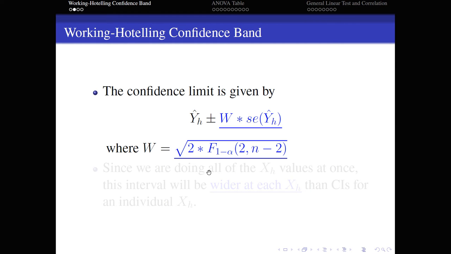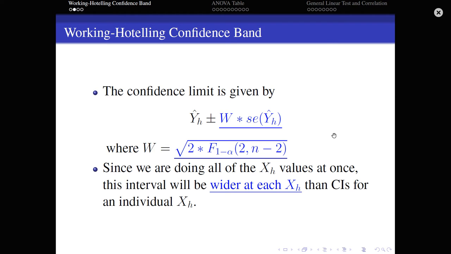Now, since we're doing this for all of the x sub h values at once, this interval will be wider than the traditional confidence interval. So again, what we're saying is that the error rate is much higher than what we normally think if we calculated these using our classic formulas, if we calculate multiple confidence intervals or a confidence interval at multiple x values. So with this adjustment, we are decreasing the error rate, but the only way that we can decrease error is to make a wider confidence interval. So we decrease error by making a slightly wider interval.